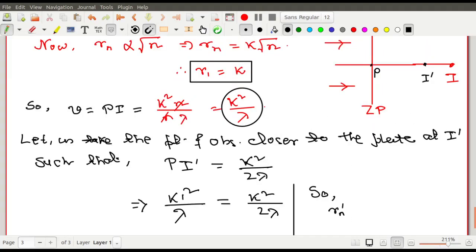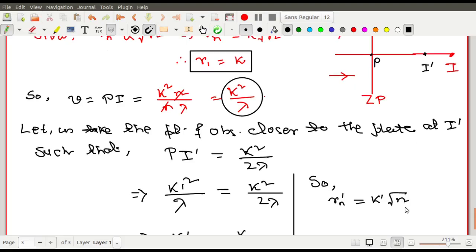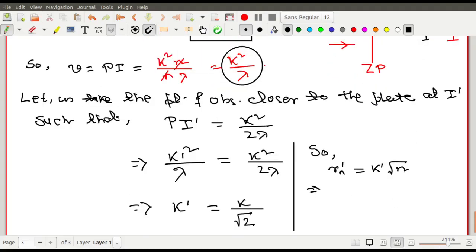So first here you have to write rn dashed. Last time what was rn? rn was proportional to root over n, but now it is rn dashed, and that will be equal to k dash times root over n. Got my point? rn was k into root n, but rn dash will be k dash times root over n. Just the point is replaced with the dashed point.